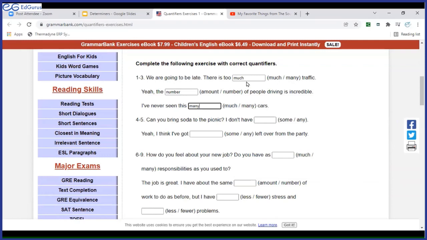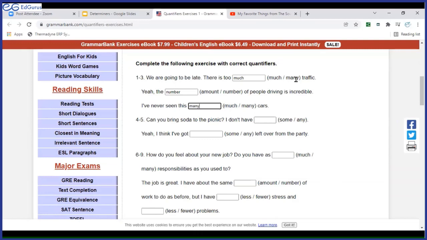For example, you said there is too much traffic. You're right. Traffic cannot be counted. Vehicles can be counted, right? But traffic cannot be counted. Why? Because traffic comprises all types of vehicles: cycles, bicycles, scooties, autos, buses, varieties of cars, trucks, tractors, trolleys, everything. All right?